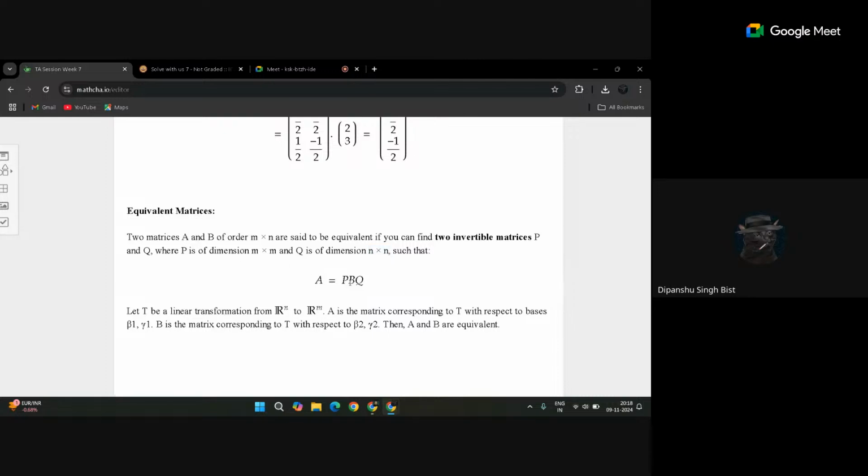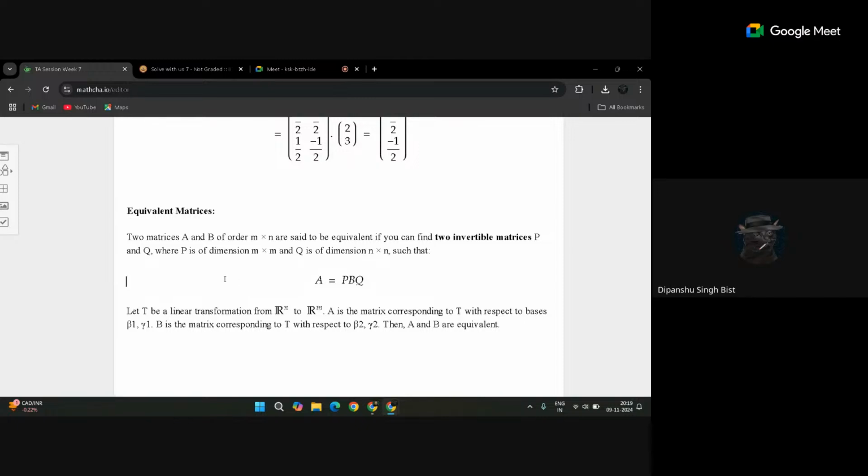One more thing you will notice: for two matrices A and B to be equivalent, they must be of the same order. So let's say you are given a pair of matrices, and you are asked whether the matrices are equivalent or not.